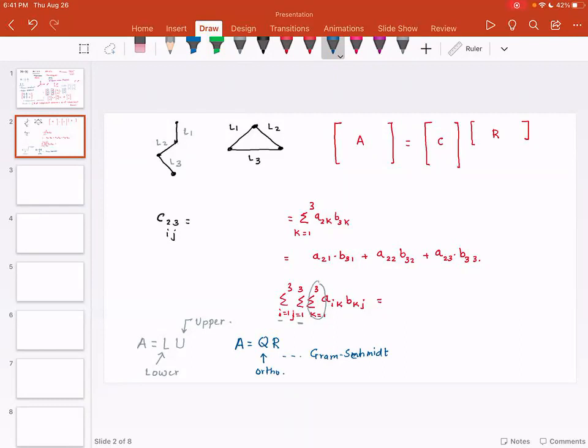So next time, when we start working on MATLAB, I will actually show you where the QR decomposition is actually used.